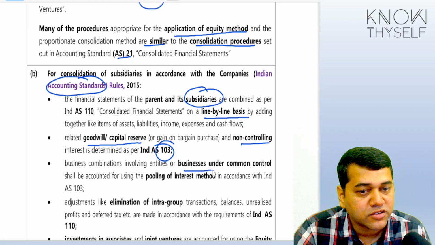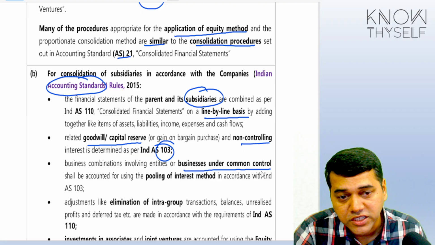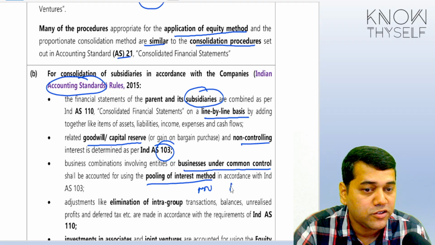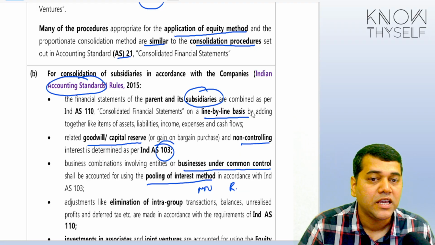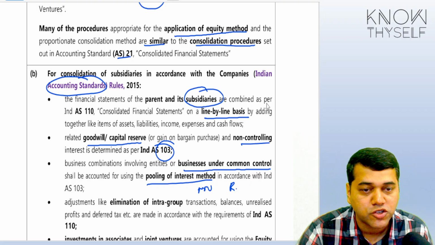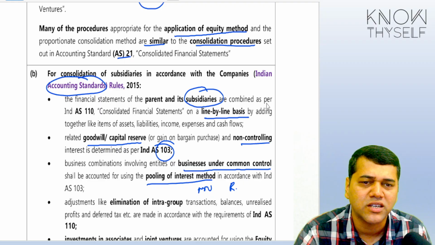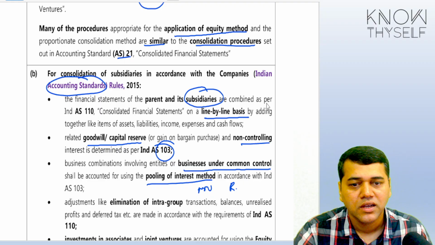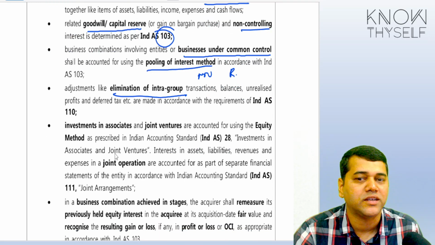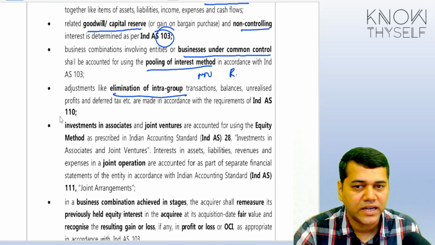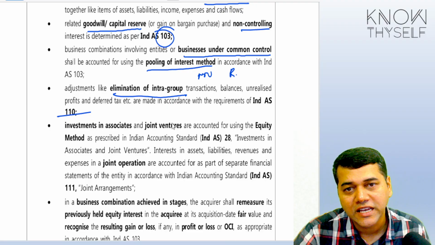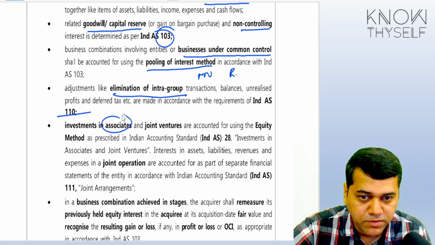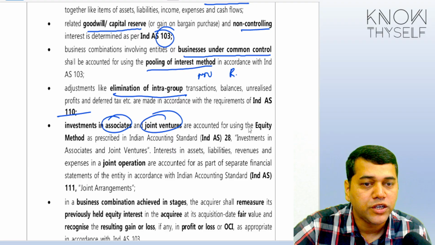If you are doing business combination under common control, pooling of interest method should happen, no fair valuation. Reserves identity should be maintained. Otherwise, if it is a purchase method, reserve identity has to be left out. It's so easy. If this question comes, you can straight away score 5 out of 5. Bring your Ind AS knowledge. Then eliminate all the intra-group transactions. Okay, done. What if you are doing investment in the associates or the joint venture? See, for both investment in associates and joint venture, you need to follow equity method.